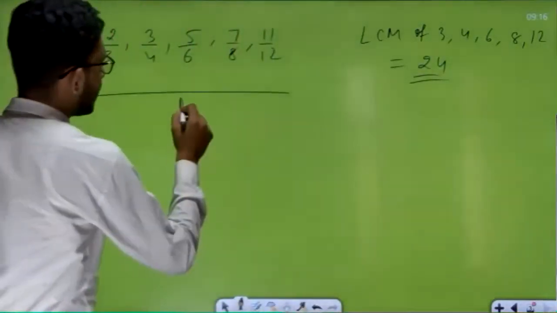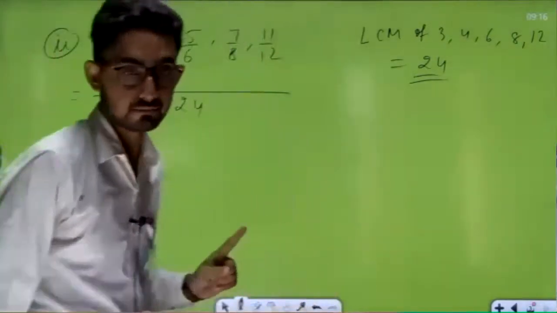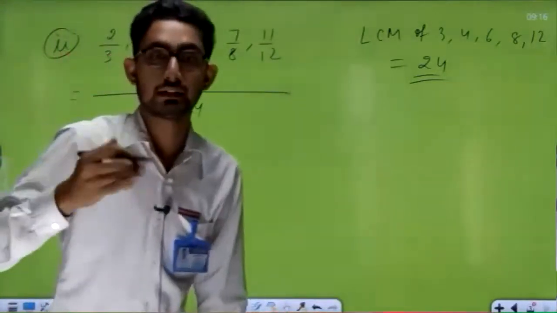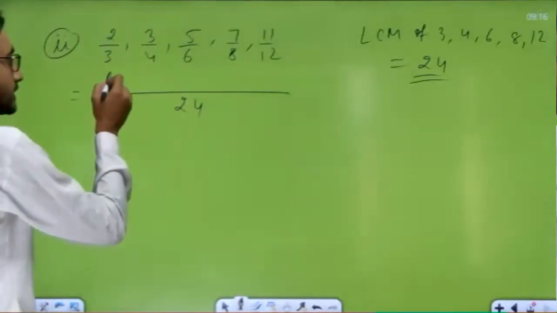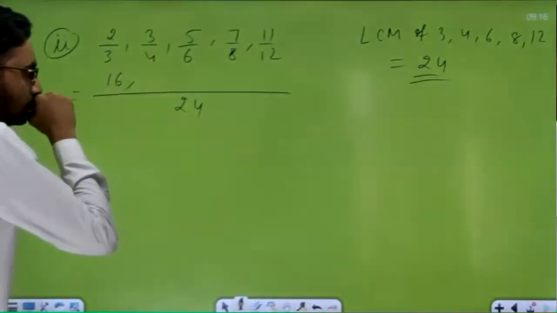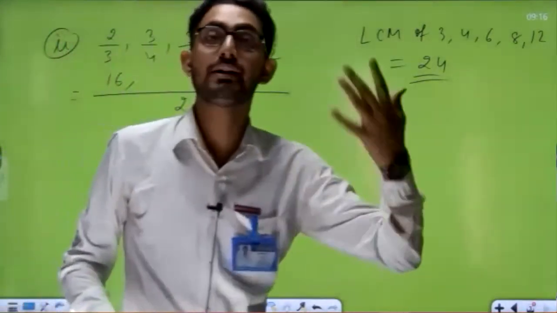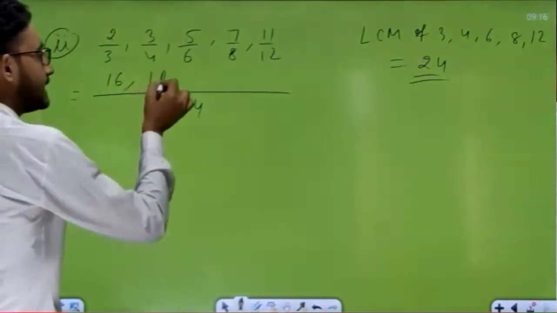First of all, write down like this: 24. This is the last question. See here. Now, 3 how many times 24? Think, all of you. 3 how many times 24? 8 times. So 8 multiplied by 2 is 16. Very good. Now 4 how many times 24? 6 times. 6 multiplied by 3 is 18.